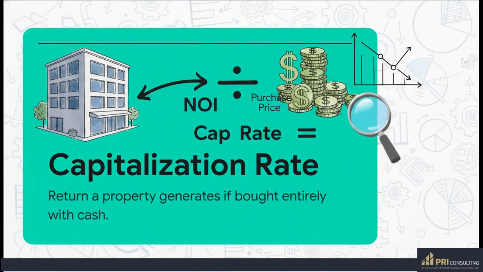Once we have the NOI, we can figure out our second pillar, which is the capitalization rate, or usually we just call it the cap rate. This is the rate of return a property would generate if you bought it entirely with cash. The formula is simply your NOI divided by the purchase price. Cap rate really is the ultimate measure of risk and market sentiment. It shows the direct relationship between the income a building produces and the price tag the market places on it.